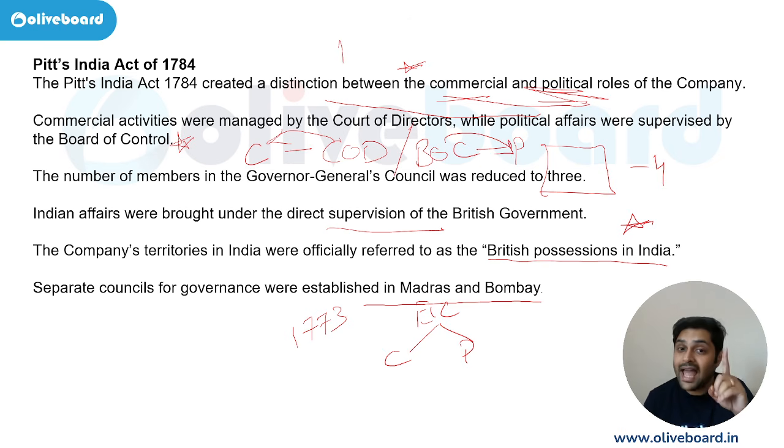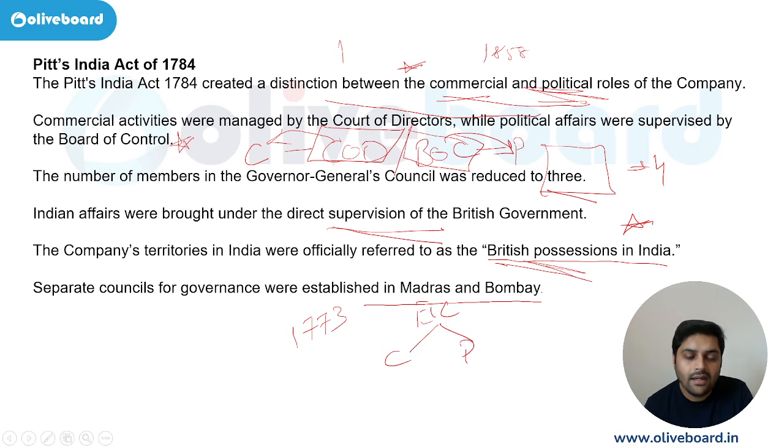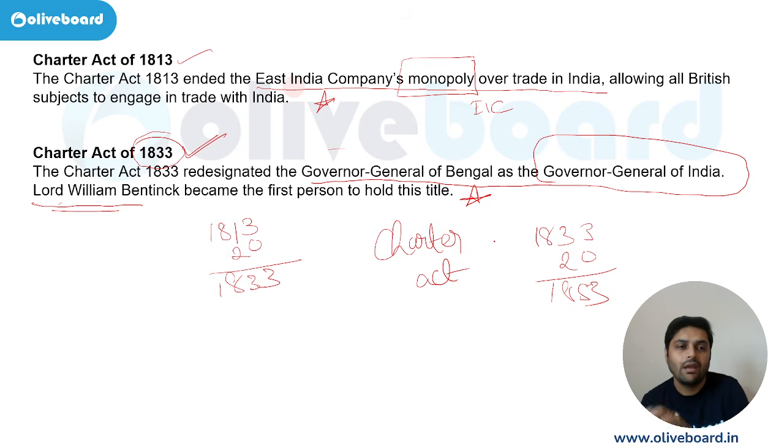Now remember the Act of 1858. What happened in the Act of 1858? Both of these bodies got cancelled. We'll come to it. Correct? Members of the General Council were reduced to 3. Earlier it was 4. Indian affairs were brought under direct supervision. The Company's territories were officially referred to as British possessions. And separate governance was established for Madras and Bombay.